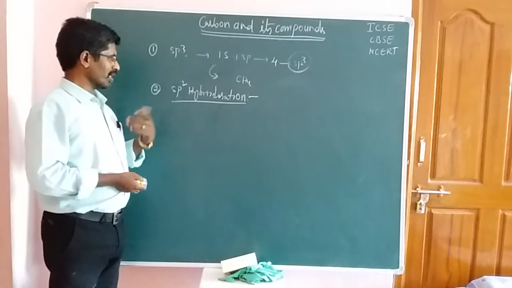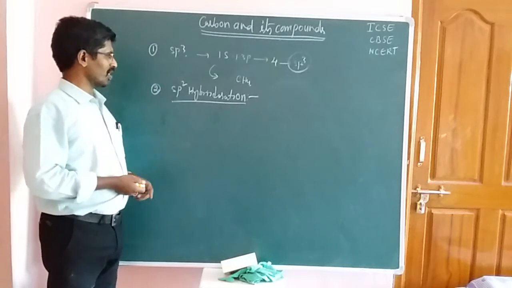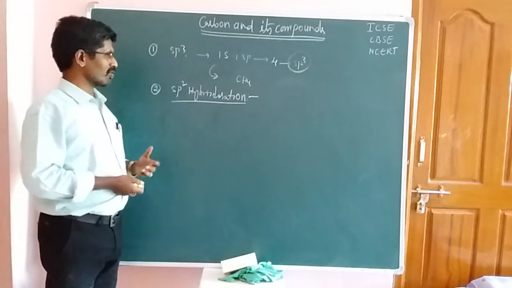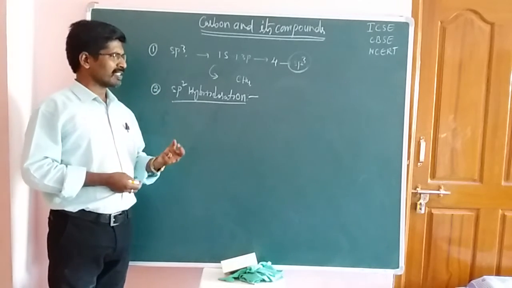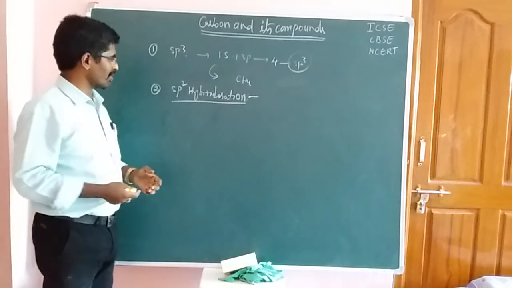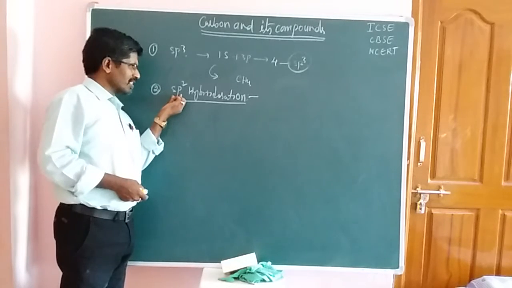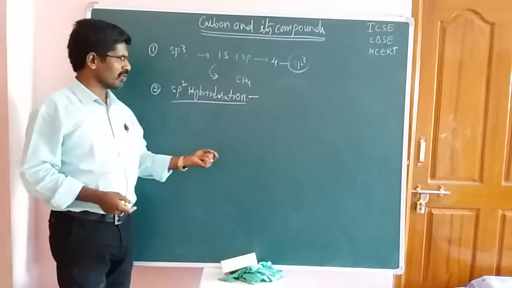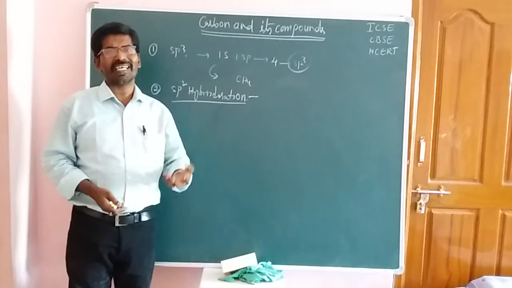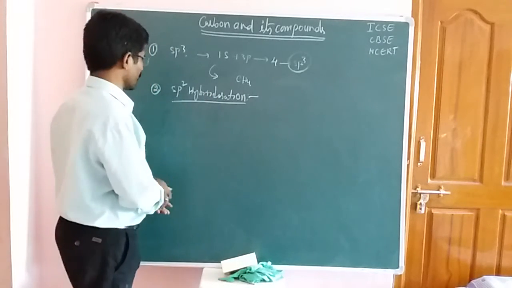Okay students, now tell me, how many s orbitals are involved in sp2 hybridization here? Only one s orbital. How many p orbitals are involved here? Two p orbitals. What is the process here? Intermixing, that means one atomic orbital is mixed with other atomic orbitals. Intermixing of one s orbital with p orbitals produces new hybridized orbitals. That phenomenon is known as sp2 hybridization.